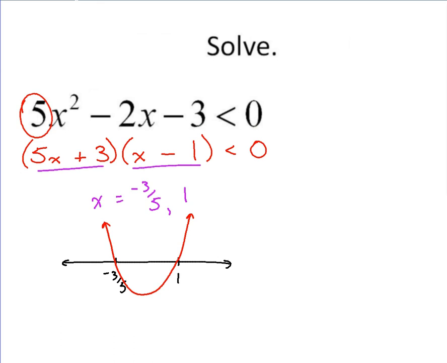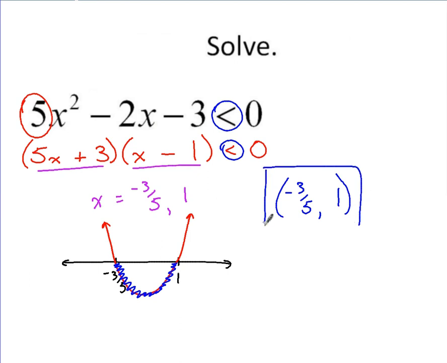We want to see where this is less than 0. Less than 0 is going to be below the line. That's going to be this corresponding part, meaning we want everything between negative 3/5 and 1 to make up our interval of x values. That would be our answer here. As far as containing those two endpoints, it's just less than, not less than or equal to, so we'll leave that open. This would be our interval that makes up the answer.